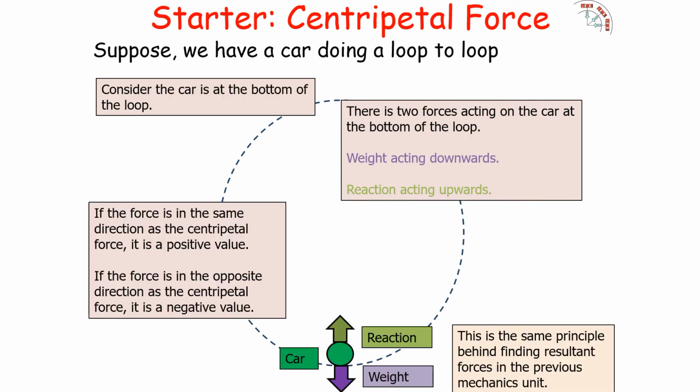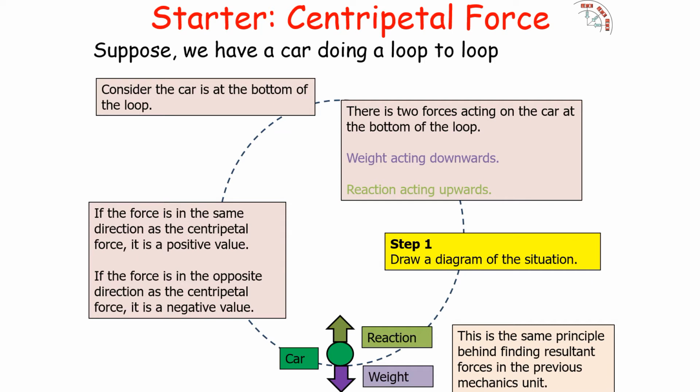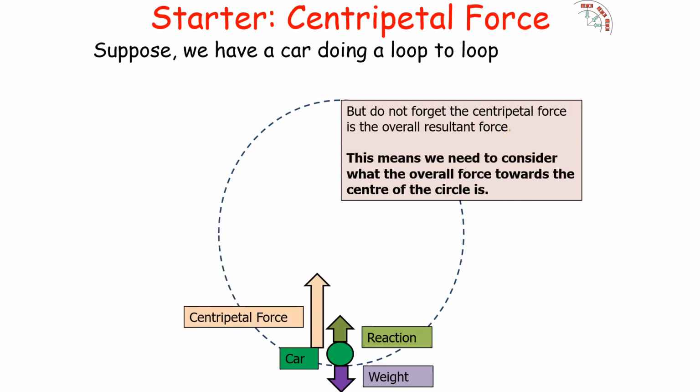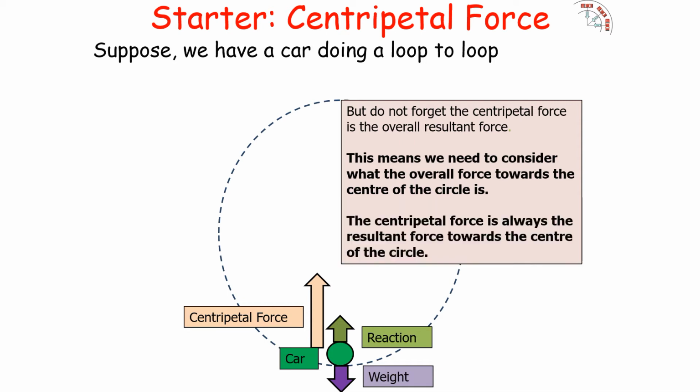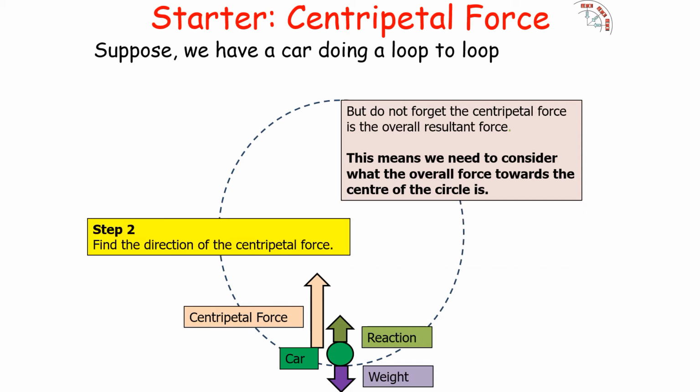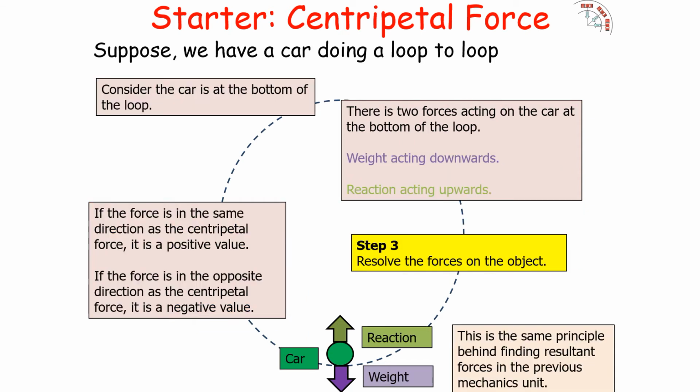In this instance, a car doing a loop-the-loop has the reaction force acting upwards and the weight acting downwards. So the first step is to draw a diagram of the situation. Now don't forget that the centripetal force is the resultant force on the object. This means we need to consider what the overall force towards the center of the circle is, because the centripetal force is always the resultant force towards the center of the circle. So you find the direction of the centripetal force, then you resolve the forces on the object. If the force is in the same direction as the centripetal force, it's positive. If the force is in the opposite direction to the centripetal force, it is negative.